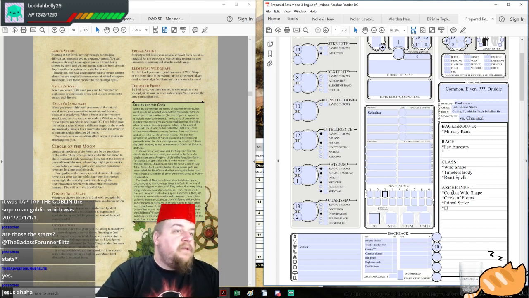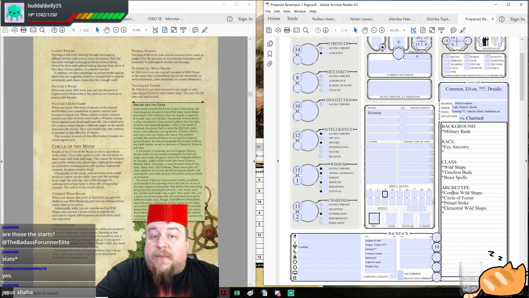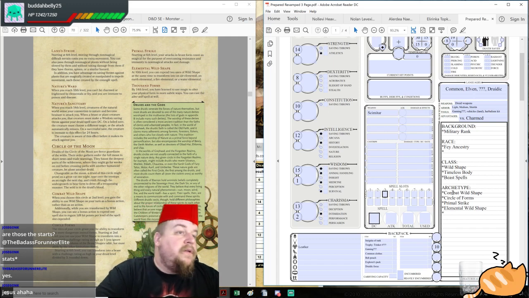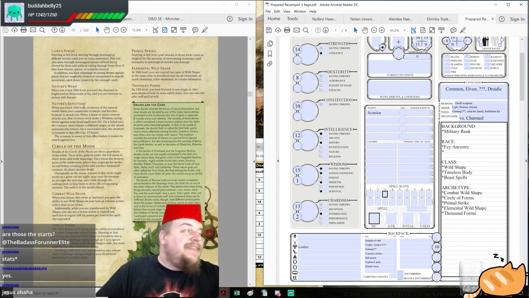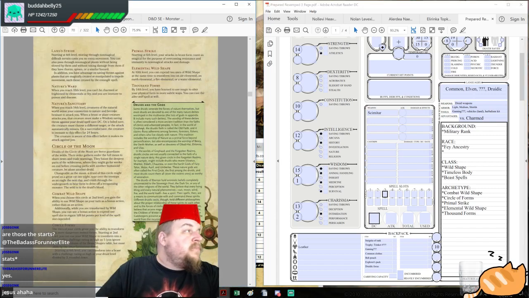Elemental Wild Shape. You can turn into elementals. That can be very good and powerful. I mean, by the way, you turn into a wind elemental and your speed becomes 90 and you can fly. Woo. And Thousand Faces. By 14th level, you've learned to use magic to alter your physical form in more subtle ways. You can cast the Alter Self spell at will. There we go.